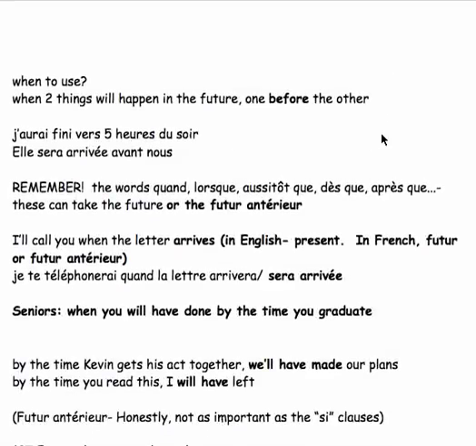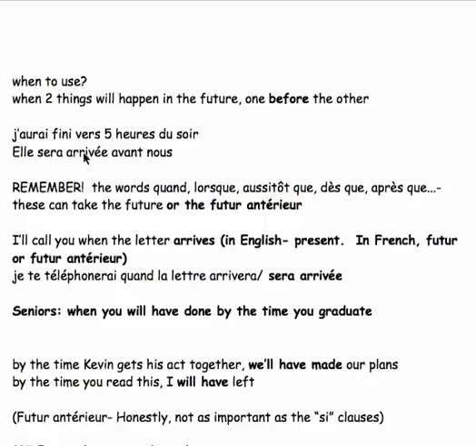When would you use this? Well, I feel like in English we wouldn't say it very much, but maybe if two things are happening in the future and one before the other, something will have happened probably before the other thing happens. The word before would be key. I think the book gives us j'aurai fini vers 5 heures du soir. I'll have finished around 5 p.m.